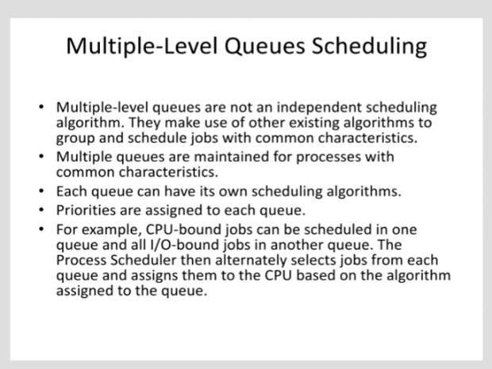For example, the CPU bound jobs can be scheduled in one queue and all input output bound jobs in another queue. The process scheduler then alternately selects the jobs from each queue and assigns them to the CPU based on the algorithm assigned to the queue.